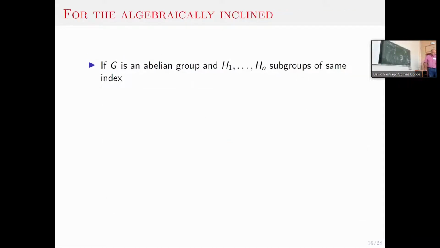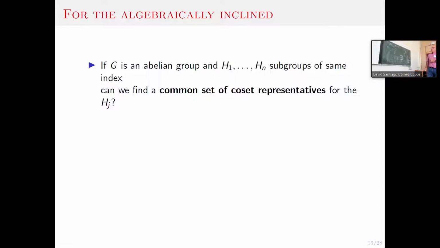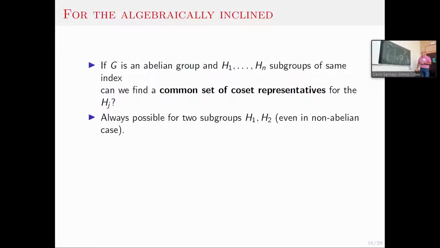Now, I'll state the same problem in a more algebraic language, because this is really what's behind this question. So we have an abelian group, and we also have some subgroups of the same index. The index is how many cosets each of them has. Let's assume everything is finite, just to be on the safe side. Can we find a common set of coset representatives for the Hj? So G is partitioned by H1 in cosets, by H2 in cosets. Can we select a common set of representatives from each? This is the problem. And it's always possible for two subgroups, even in the non-abelian case.